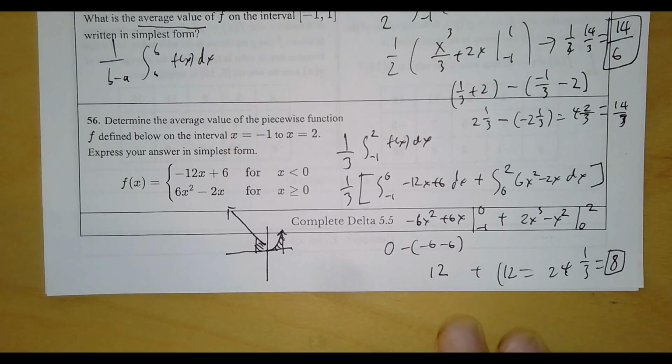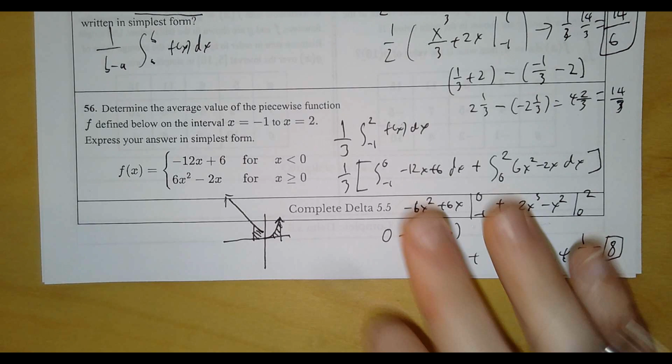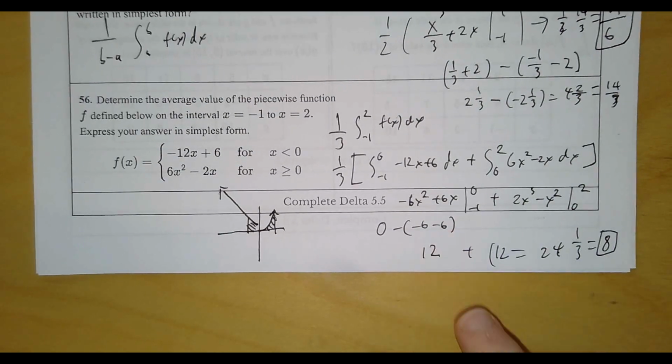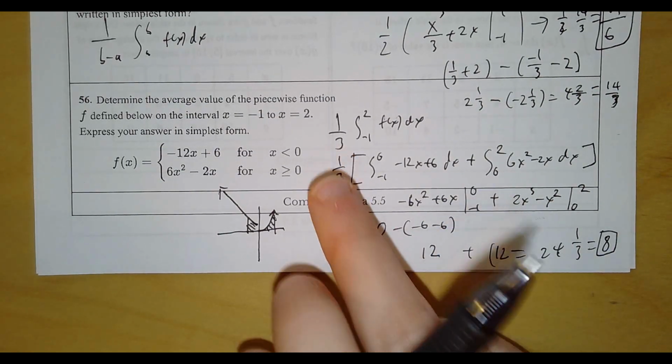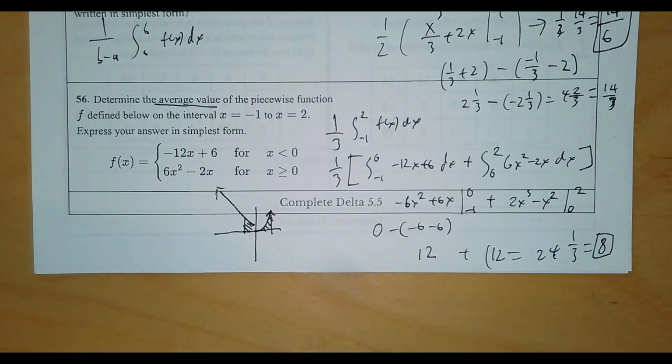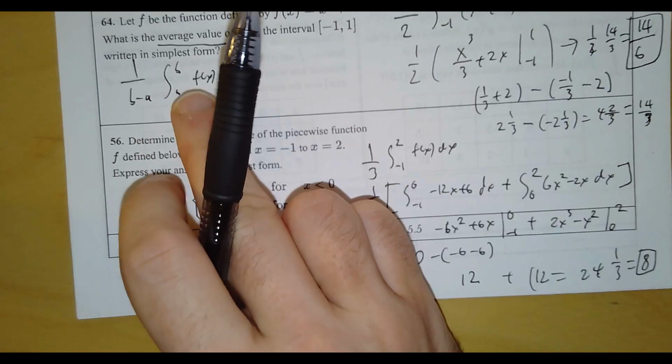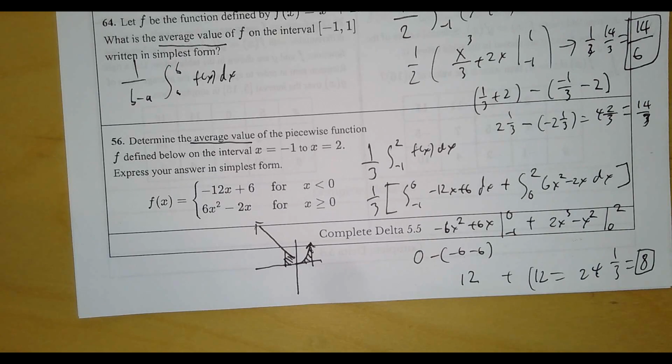So for piecewise, separate into two separate intervals, do them separately, then multiply it if needed by that at the end. Remember, you only have to do average value if it says average value. If it doesn't say average value, you don't need to do the 1 over b minus a. You would just do the regular integral. Okay, that's it. That's 5.5.